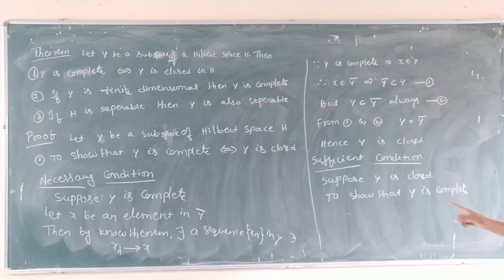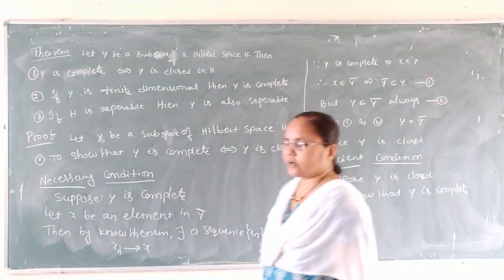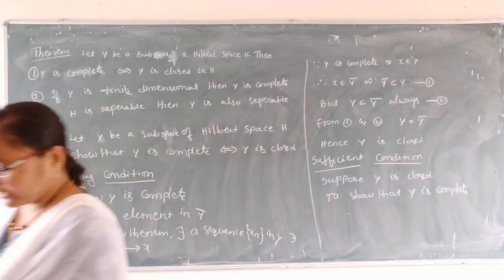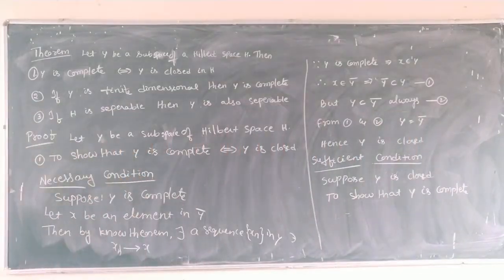We are taking one Cauchy sequence in y. Later we have to show that the Cauchy sequence converges in y. If every Cauchy sequence is convergent, then the space is complete, so finally we will get our required condition. So what we have to show here is that every Cauchy sequence is convergent. For this purpose, we take one Cauchy sequence xn in y.